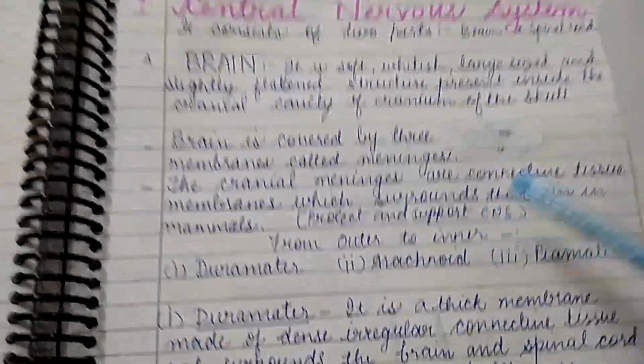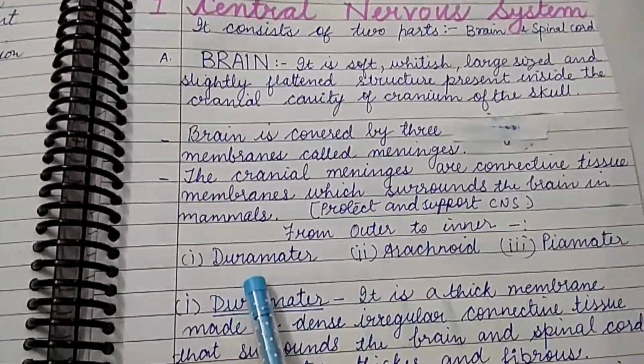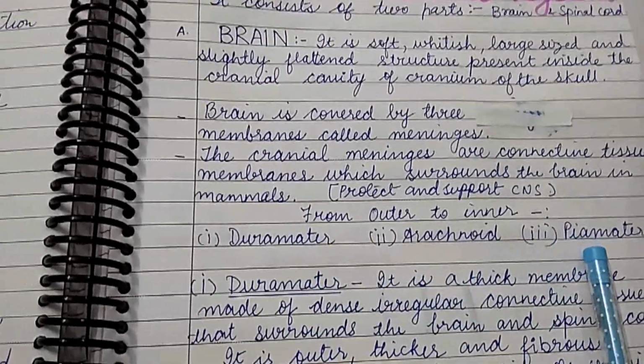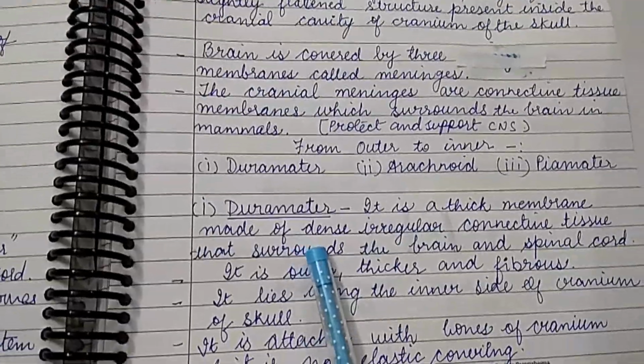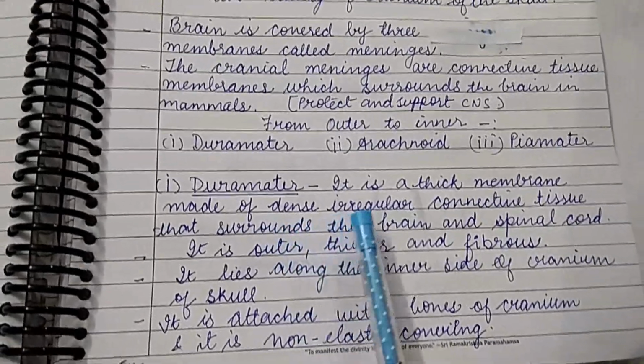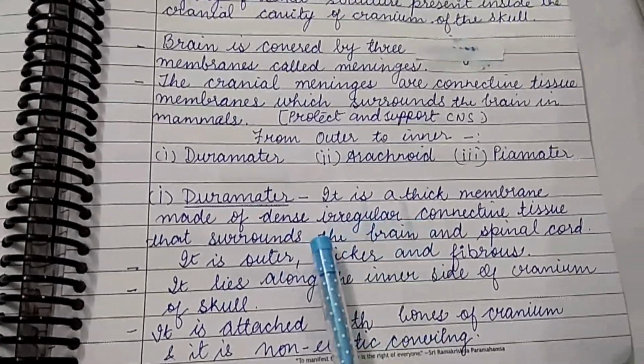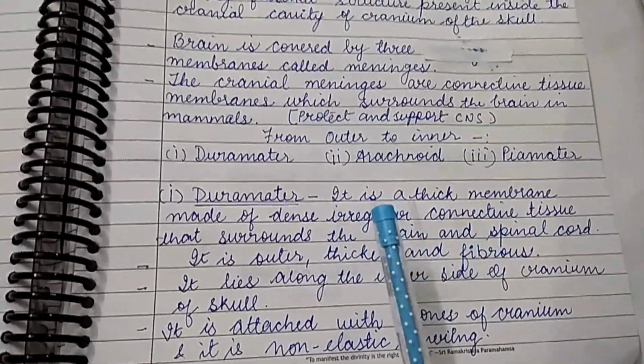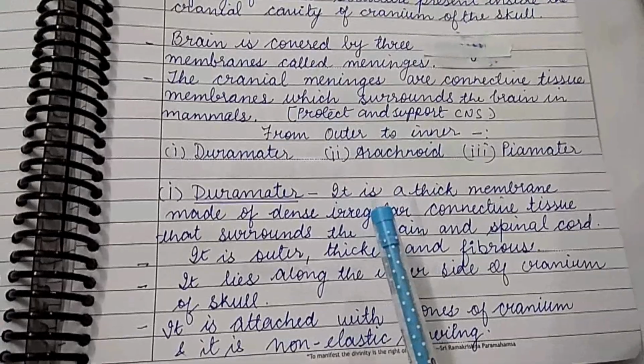From outer to inner, there are three layers. From outermost is dura mater, then arachnoid, and then pia mater. Let's come to dura mater. So it is a thick membrane made up of dense irregular connective tissue. Because it is the outermost, its function is to support and protect.